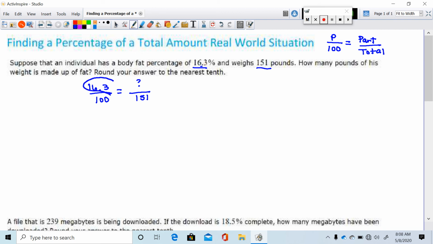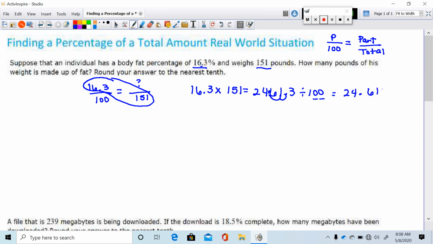So you're going to diagonally multiply the numbers that you know. So 16.3 times 151 equals 2461.3. But you have to divide by the number that's not circled. Since you are dividing by 100 and 100 has two zeros, you go to the left 2 decimal spots. So your new decimal is right where my little X is. So that's 24.613. And the direction said round to the nearest tenth.